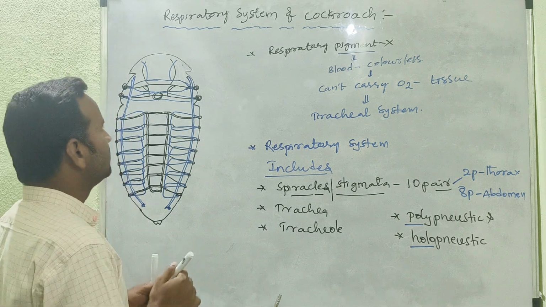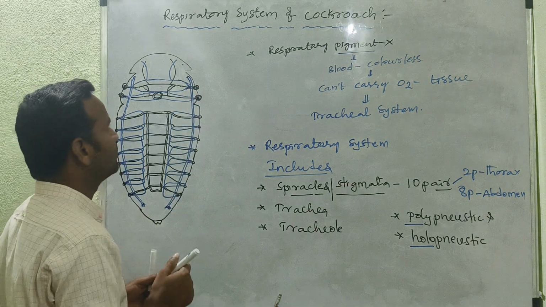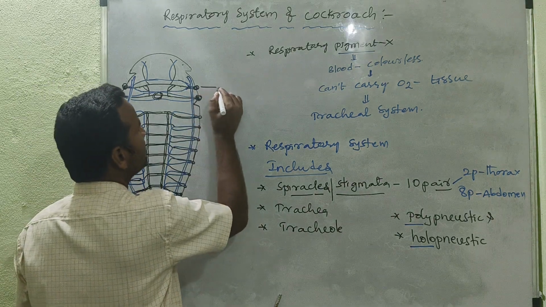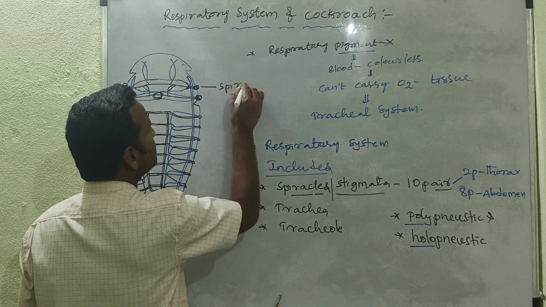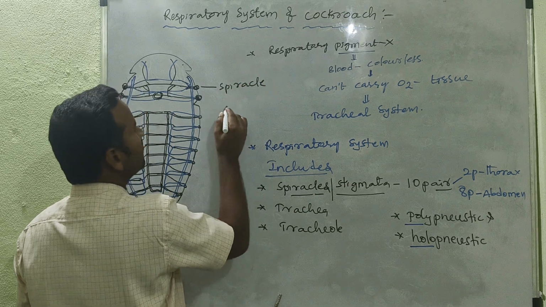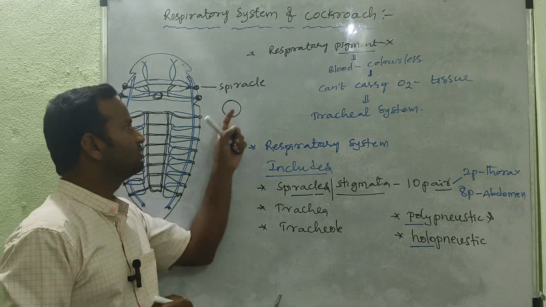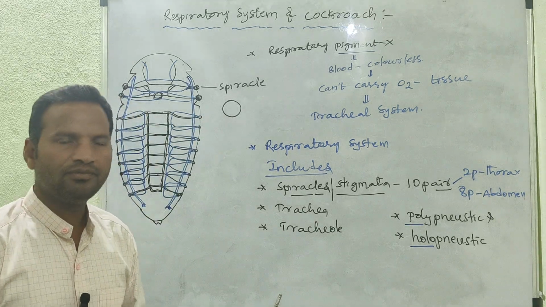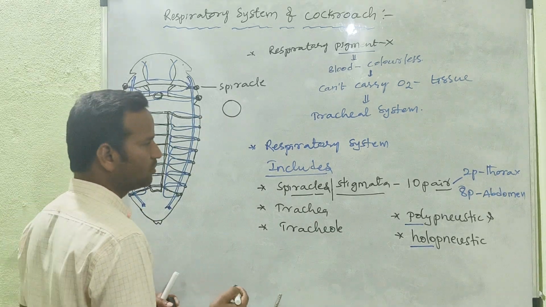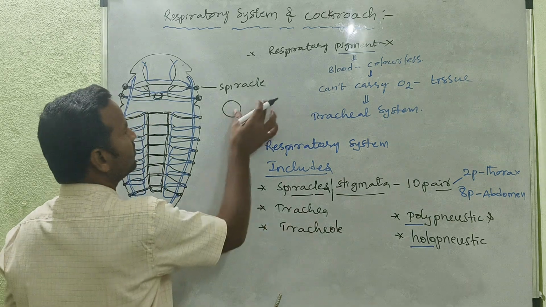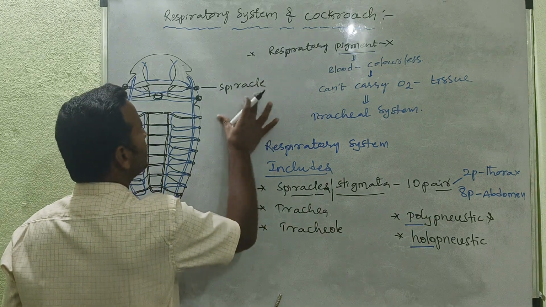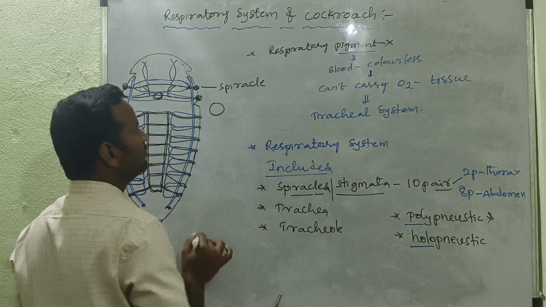Now I will give the explanation about the spiracle. For example, what is this? This is the spiracle. If we take the spiracle separately, it looks like this. Now see, when observing this one, this is actually the spiracle.